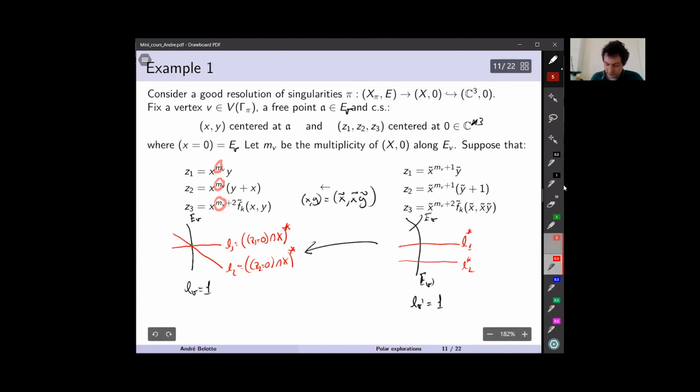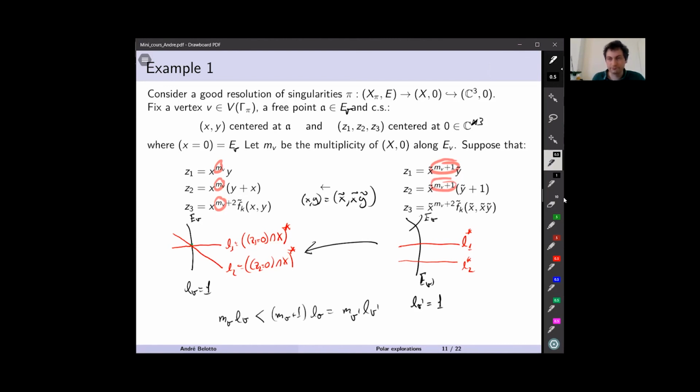The multiplicity increased. So to say, MV LV is of course smaller than MV plus 1 times LV, and this is just MV prime LV prime, because now MV prime is MV plus 1. So there you go, this is the proof of the previous result. We saw what increased here.